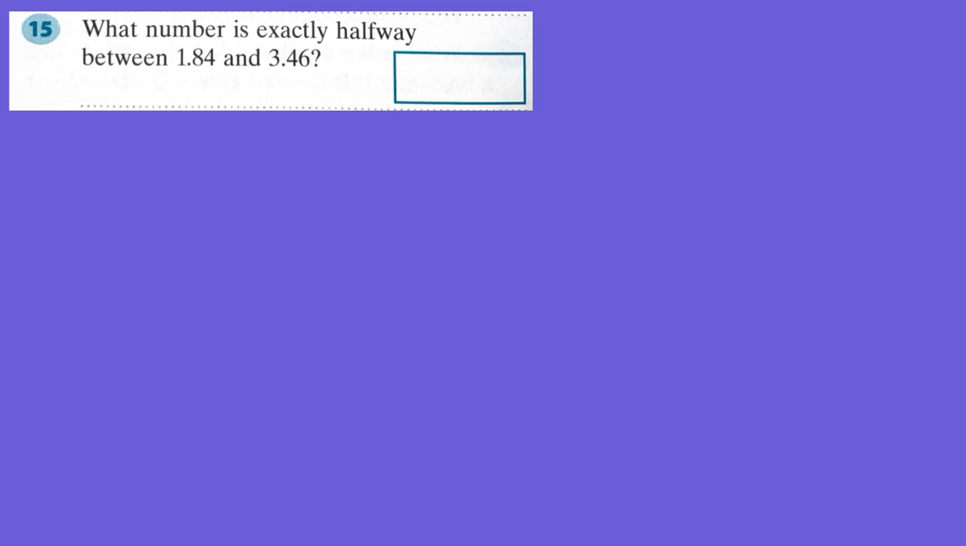Here we want to find a number which is exactly halfway between 1.84 and 3.46. In other words, we're looking for the average. The word here is average. And so the average is always found by adding the two numbers together, 1.84 plus 3.46, and then we need to divide it by 2.